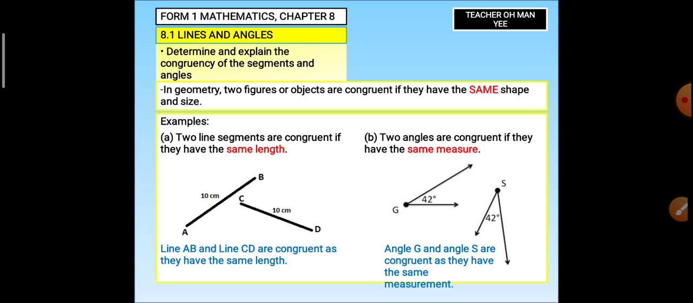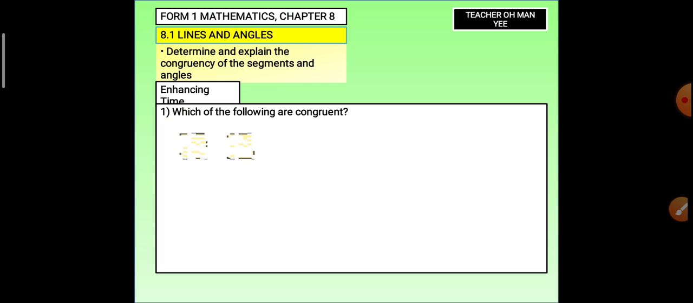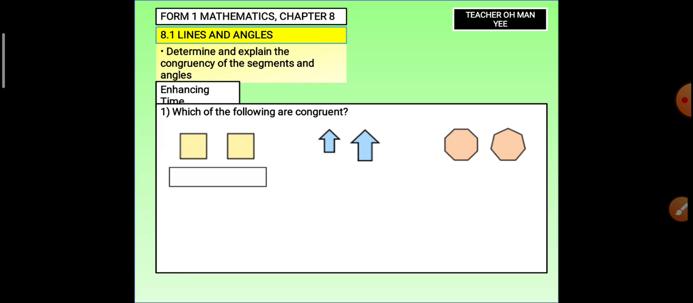And now we have a look at some exercises so that it will enhance your skill on this objective. Okay, we look at the first question. Which of the following are congruent? Okay, so we have three pairs of diagrams here. The first diagram shows two squares, and these two squares are very obvious. They have the same shape and also size. So here we can conclude that the squares are congruent.